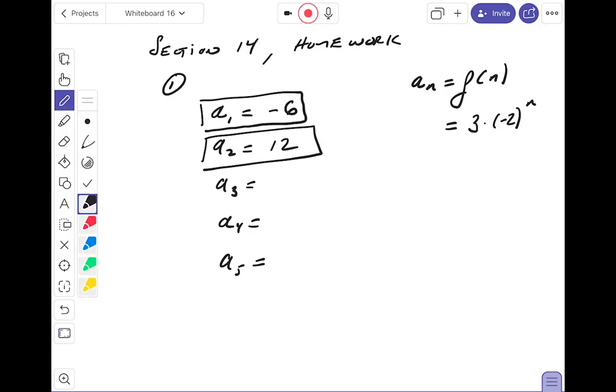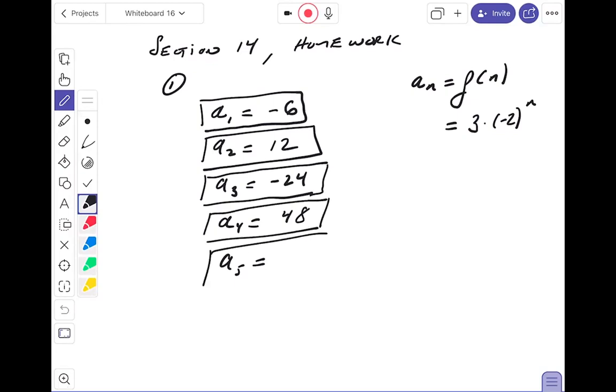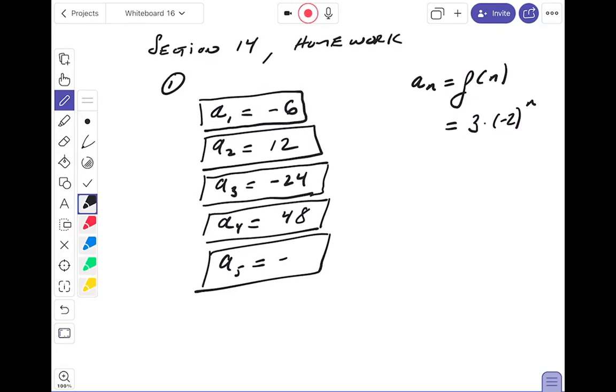We'll check it later. What's A3? Well, now n is 3, so minus 2 cubed is minus 8, and 3 times minus 8 is minus 24. Now, what do I notice about this thing? I really don't think I need to look at that formula anymore. What's happening is I'm going up by a factor of minus 2 each time. So if you did that, what would you get next? Well, minus 24 times minus 2 is 48. Again, I'm going up by a factor of minus 2 each time. We'll check these later. Yeah, minus 2 times 48 is minus 96.